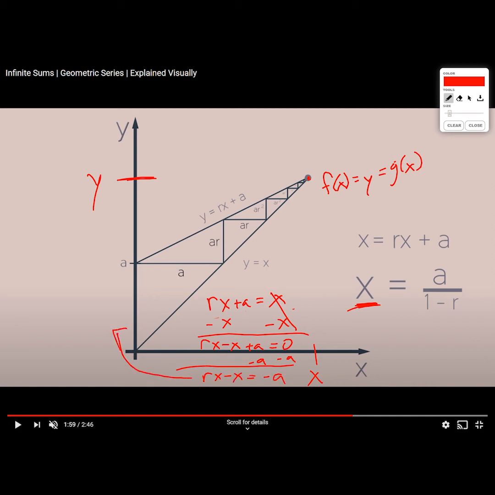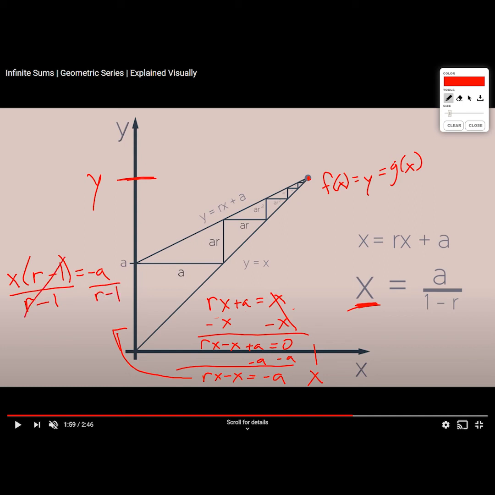I'm going to come over here where I've got a little bit more room. I'm going to factor x out of my equation so that I have x times (r minus 1) equals negative a. And hopefully you see where we're going with this by now. I'm going to divide by the stuff that's not x.